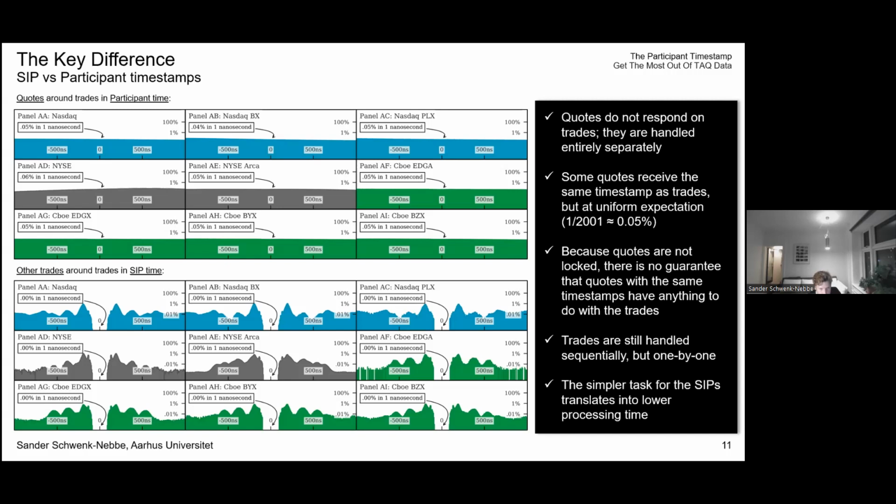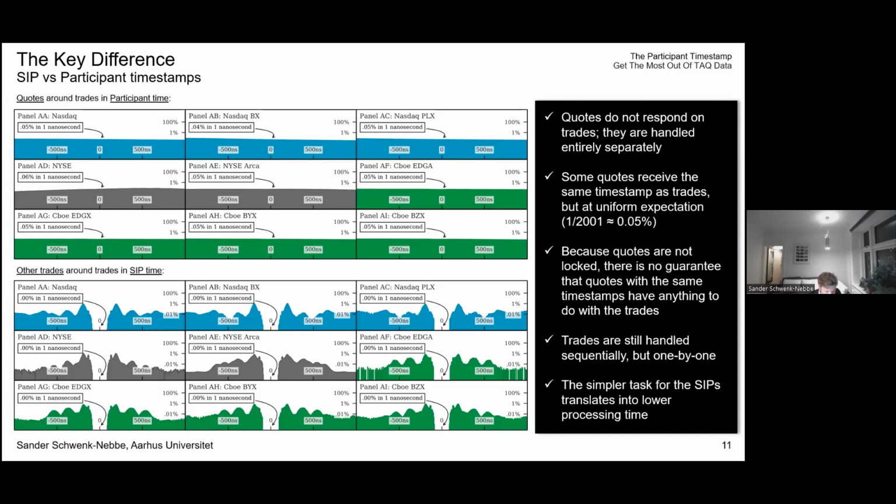So what you see here at time 0 is that you see this suspiciously often that it's 0.05% here. And that is exactly 1 over 2001. So that just tells us that the quotes here are uniformly distributed in the bins around trades. So they do not respond on trades at all. On the other hand, what we see for the trades is that they do respond on trades.